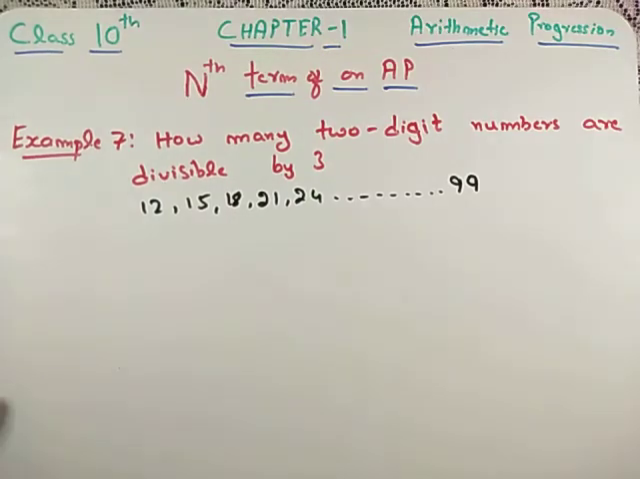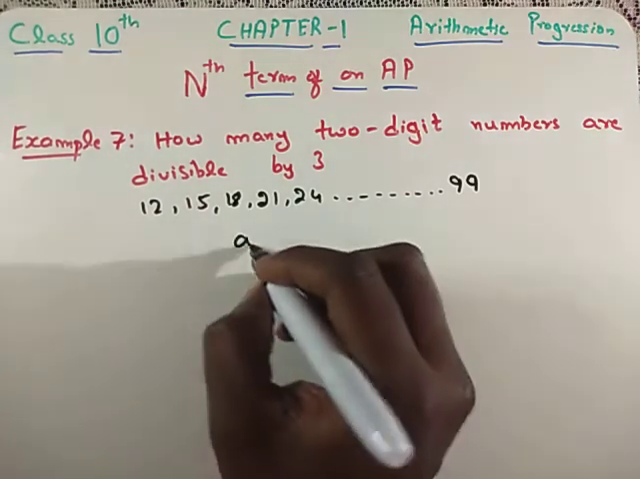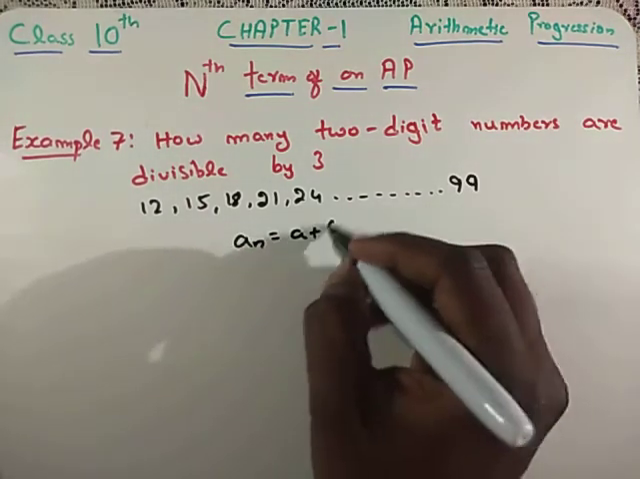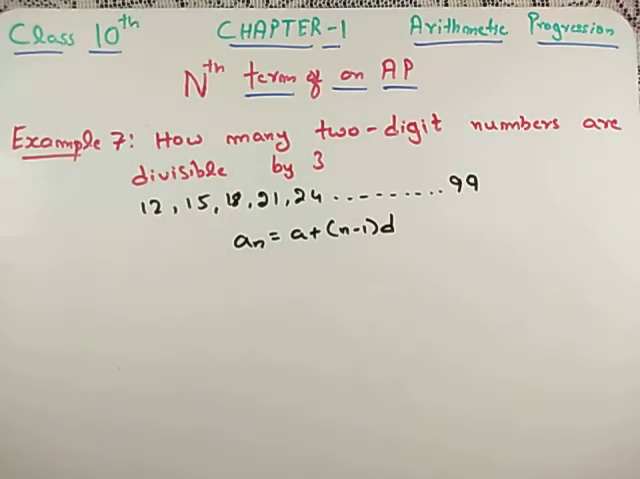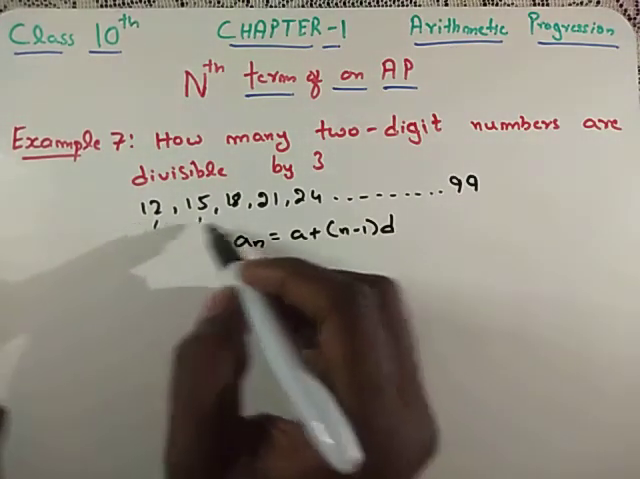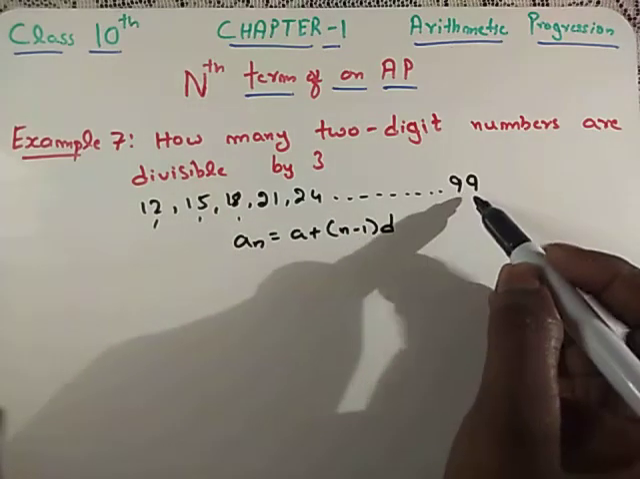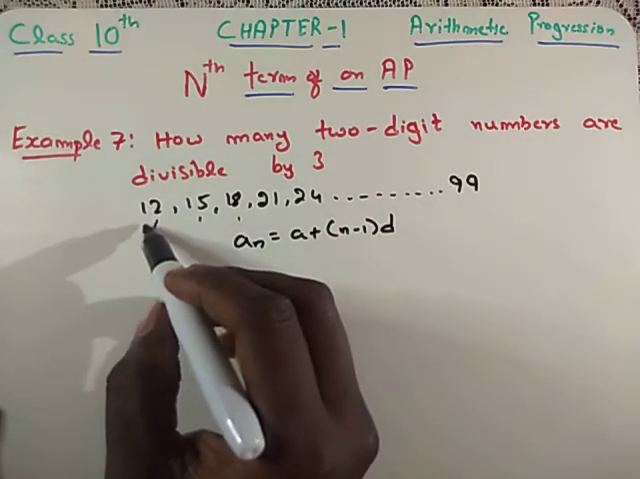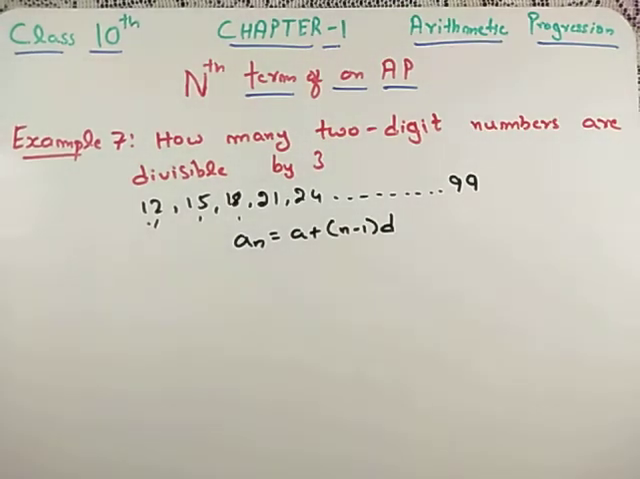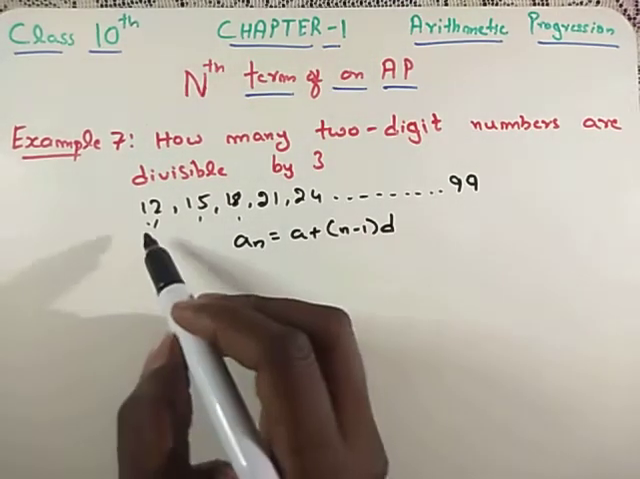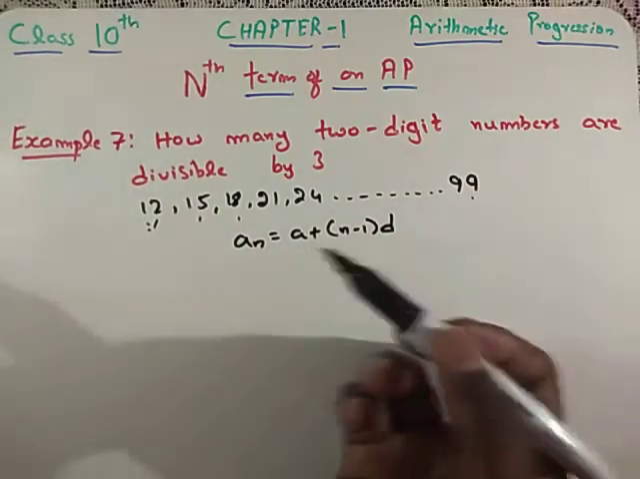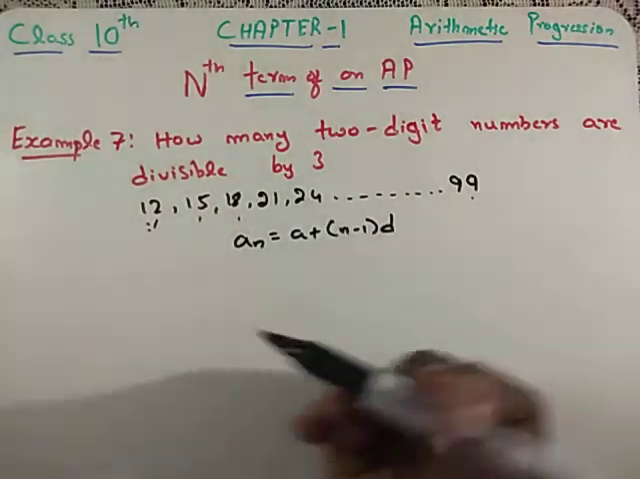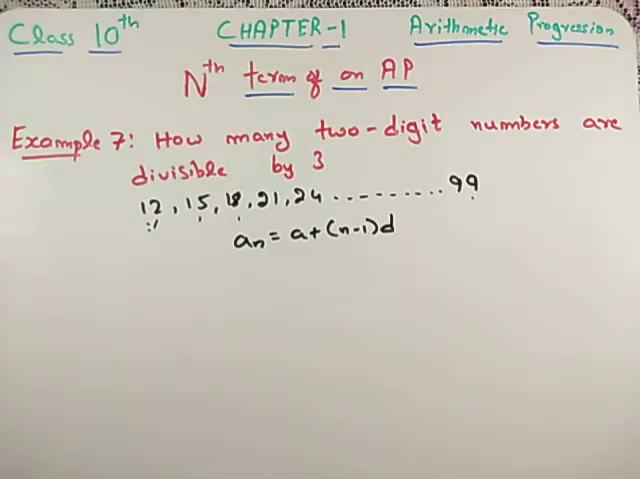Now, let us write the formula for the nth term of an AP, that is a_n is equal to a plus (n minus 1) into d. Here they are asking how many numbers like 12, 15, 18, 21 and so on up to 99 are there, starting from 12 to 99, which are divisible by 3. That is what we have to find here.